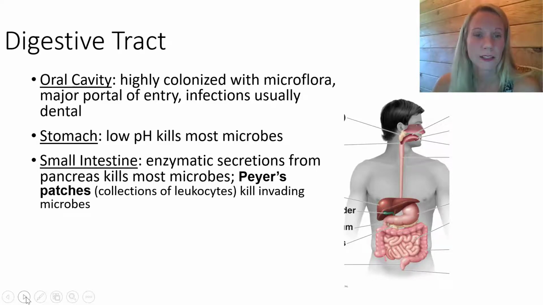Next up would be the small intestine. Here we get lots of enzymatic secretions coming from the pancreas. It kills most of your microbes. Peyer's patches, this is a collection of leukocytes, and they're there to help prevent any overgrowth of bacteria in the small intestine. There really shouldn't be any bacteria in the small intestine.